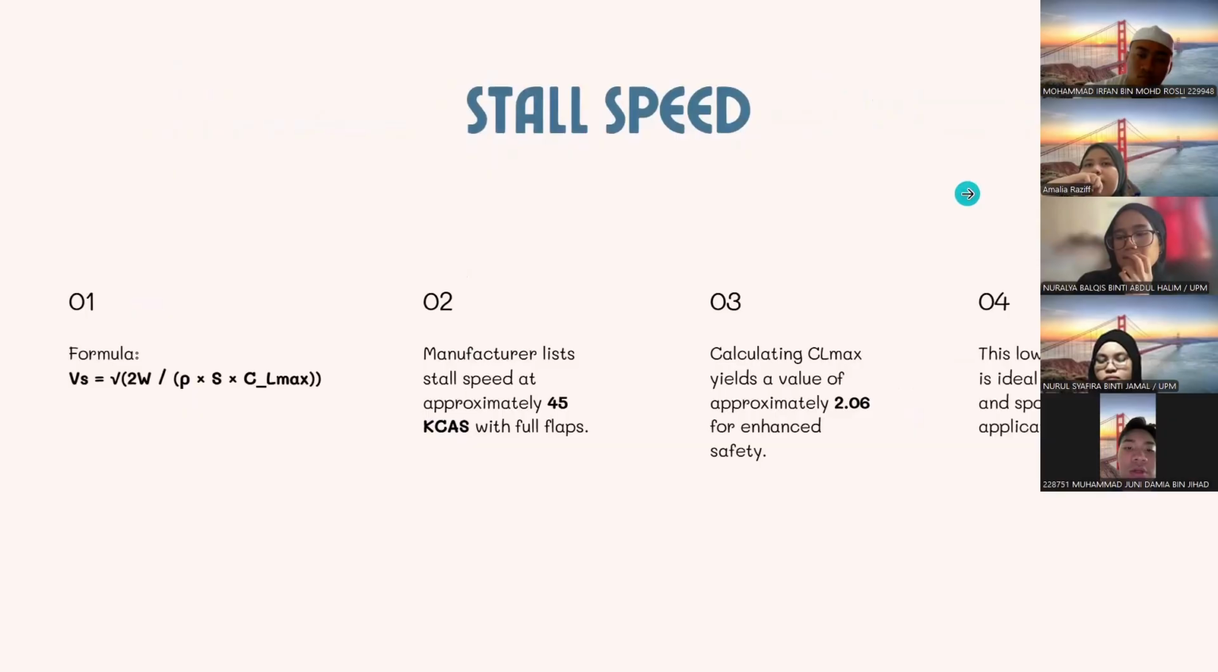Next. For the stall speed calculation, we use the square root of 2 times weight over air density times wing area times max lift coefficient. So from the website, we got the Diamond listing it at 45 knots with full flaps. So working backwards gives us a max lift coefficient of about 2.06, combined with the high wing loading that gives the Astra AT-2 a safe, low stall speed ideal for training. Thank you.